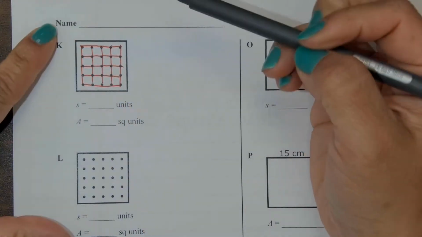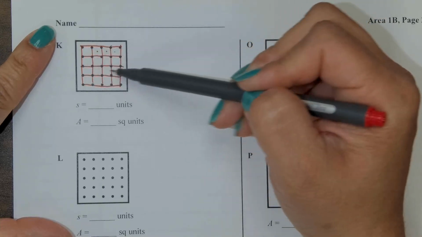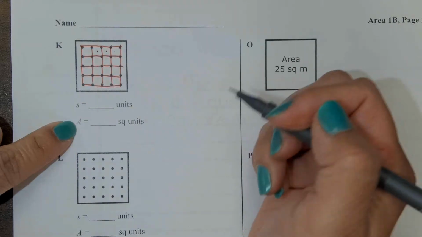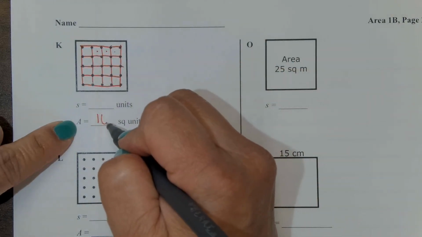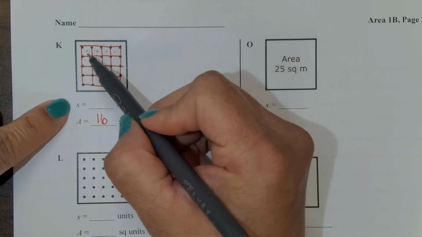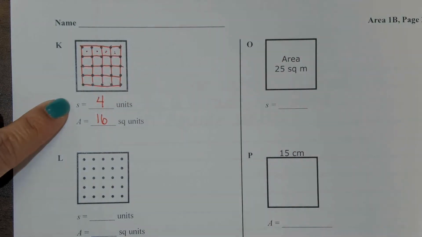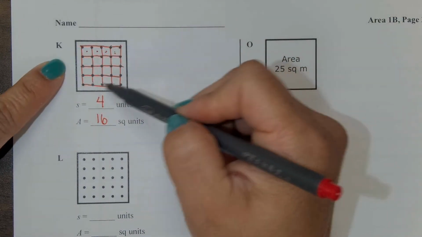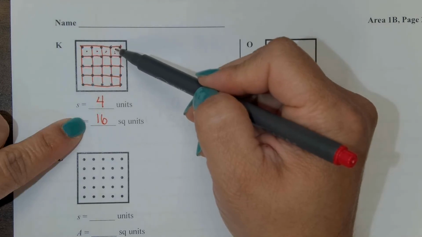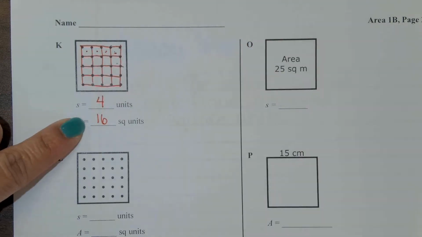And how many square units did we have? 1, 2, 3, 4. So 4, 8, 12, 16. The area equals 16 square units. And the side measured 1, 2, 3, 4 units. 4 units on each side, and then we have 16 square units. 4, 8, 12, 16.